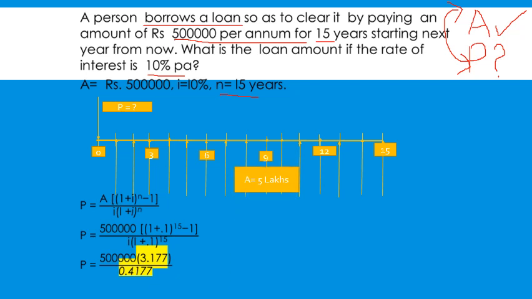So A is known to me, rupees 5 lakhs. P is unknown to me. So this is the relationship between A and P. What is the formula? P is equal to A multiplied by ((1 plus i) to the power of n minus 1) divided by (i multiplied by (1 plus i) to the power of n). Substitute the values clearly. When you substitute the values and calculate, you will get it as 5 lakhs multiplied by 3.177 divided by 4.177.